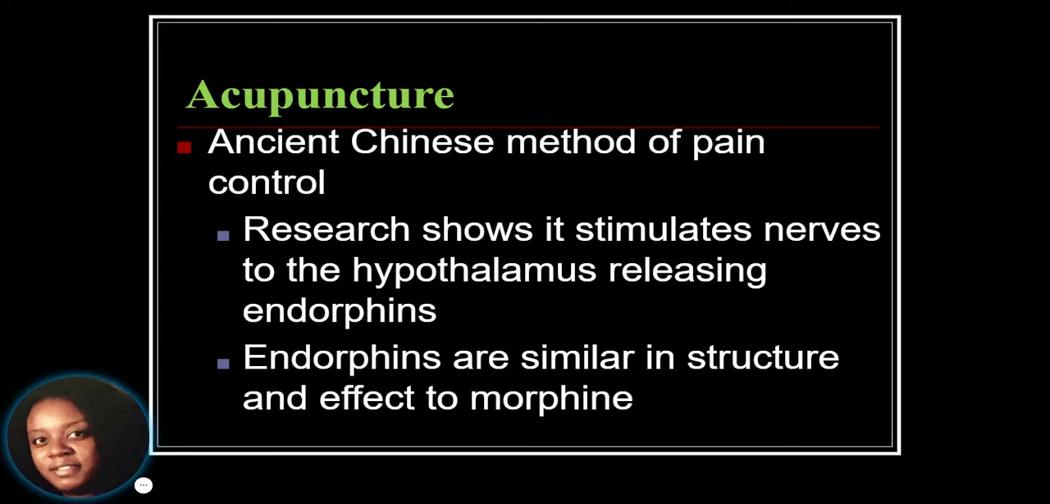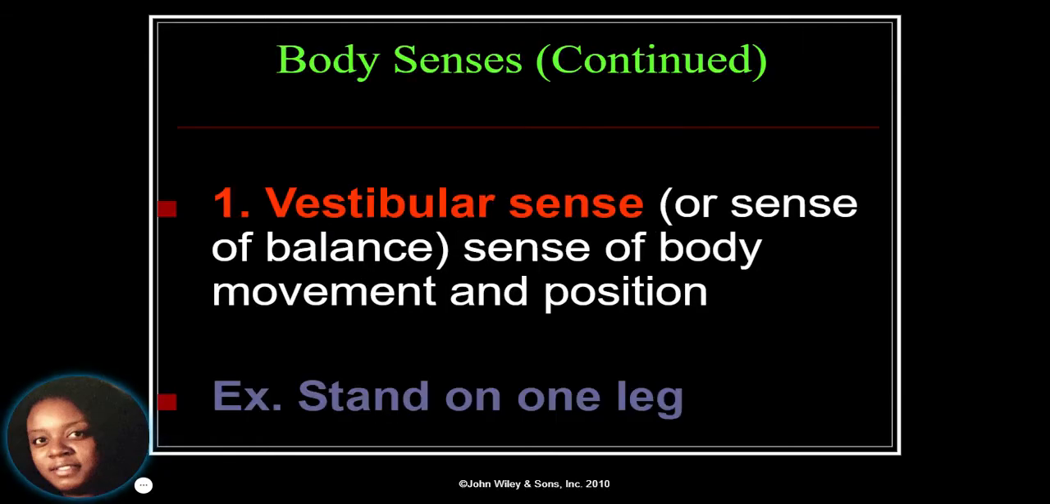Acupuncture is a Chinese method of pain reduction. Research shows that participating in acupuncture can stimulate nerve cells and activate the hypothalamus to release endorphins, which we know are like the body's natural painkiller.